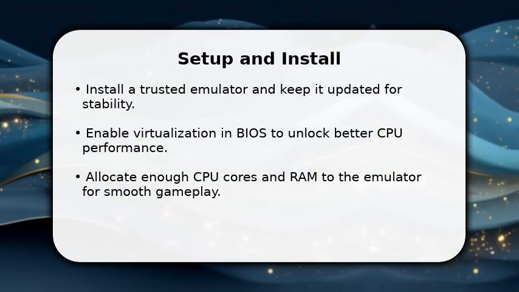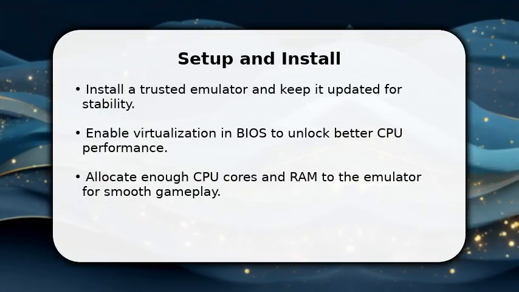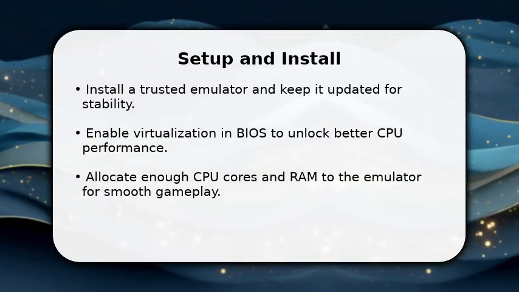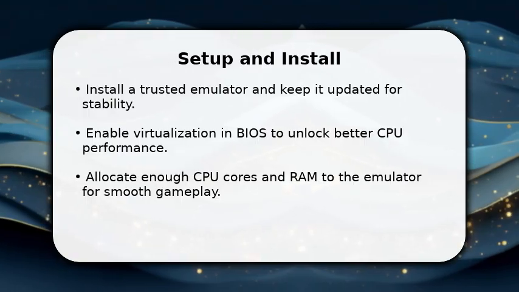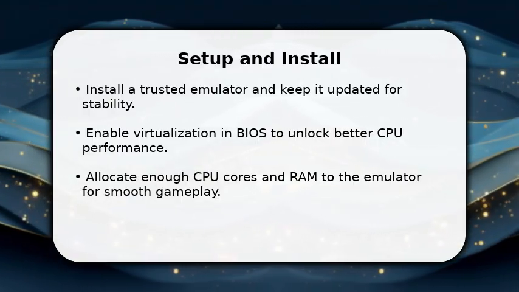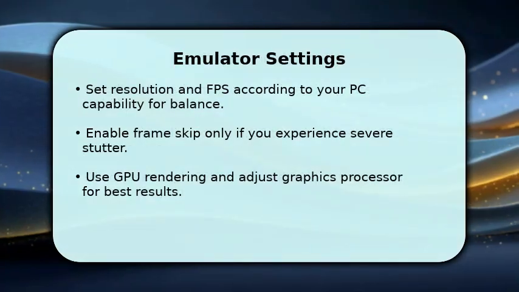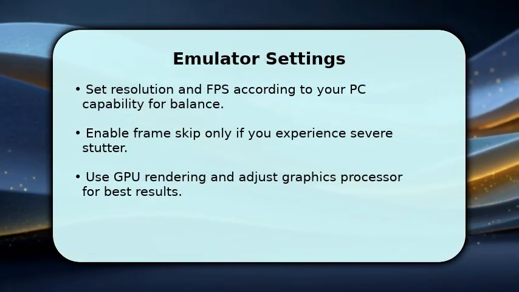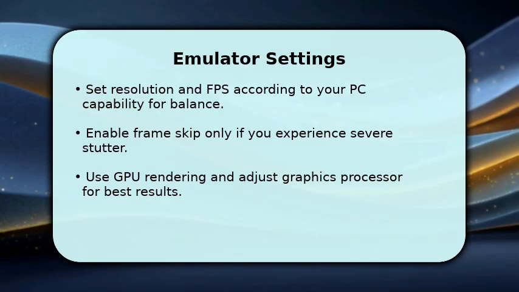Close background apps, set power mode to high performance, and use wired internet for lower ping. These steps create a stable foundation before we tweak in-game settings and controls. Adjust emulator settings for performance over visuals to achieve smooth PUBG Mobile gameplay.